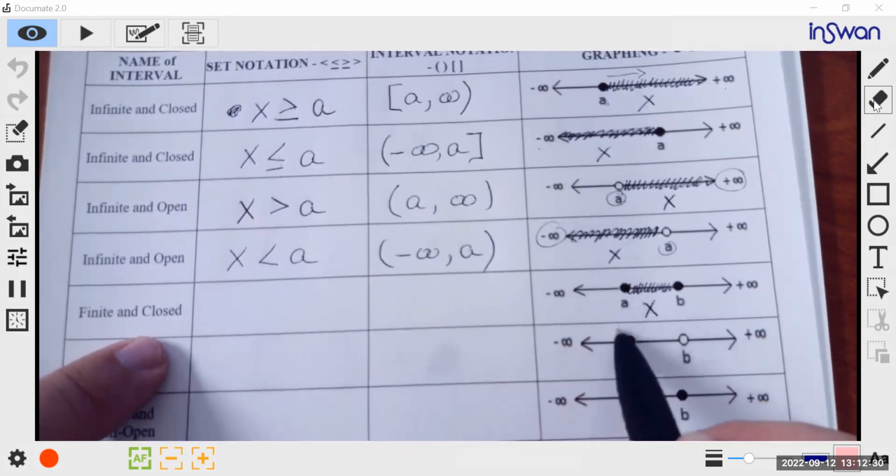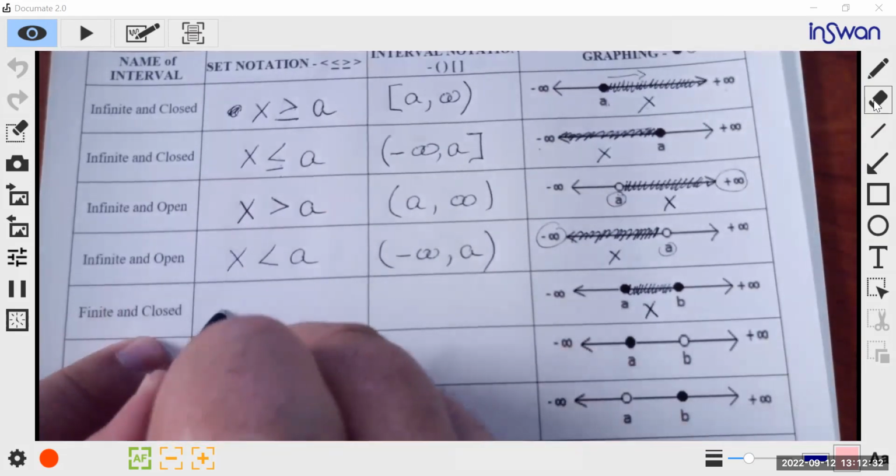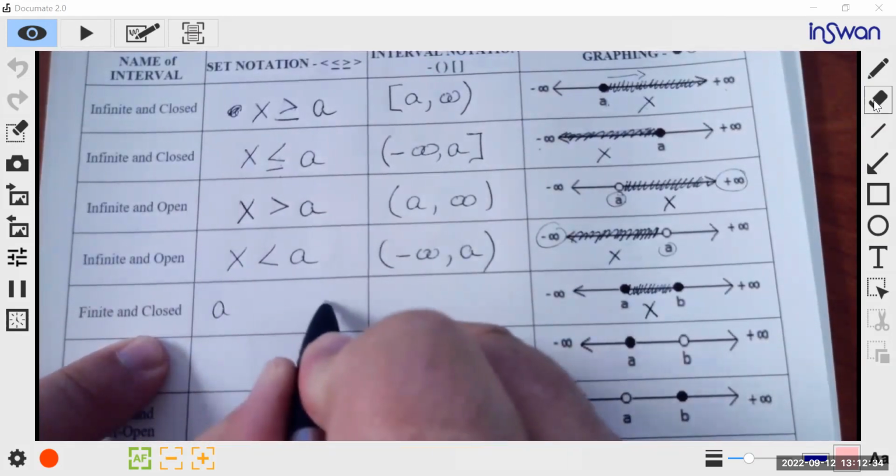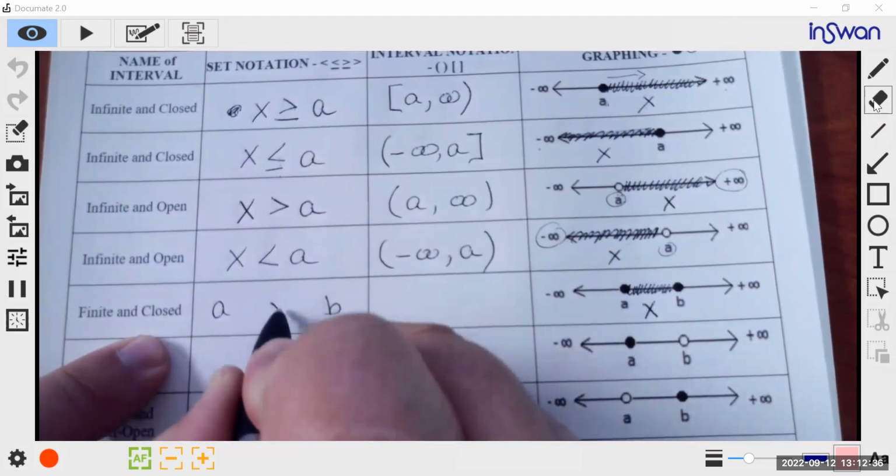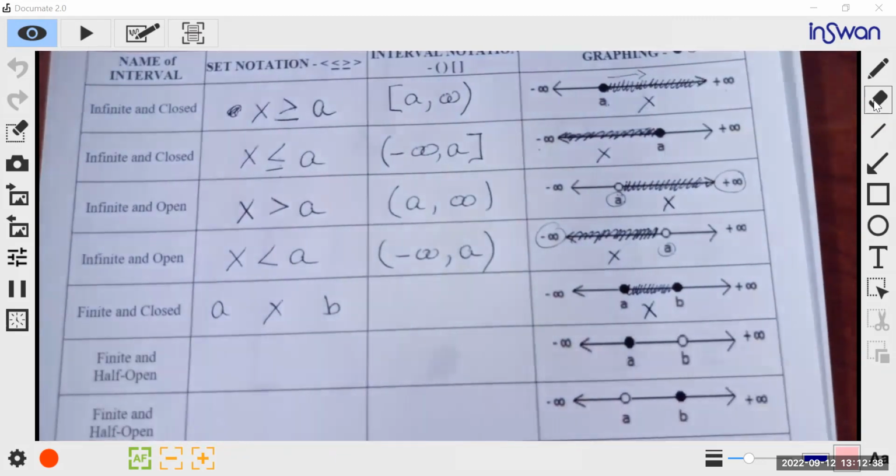All right, let's look at this one. I begin at A and end at B. X is between there. X is between A and B.